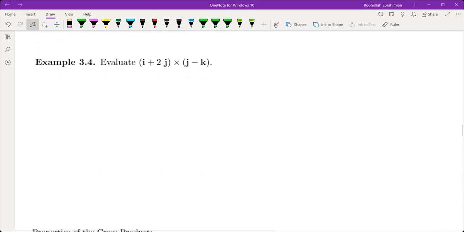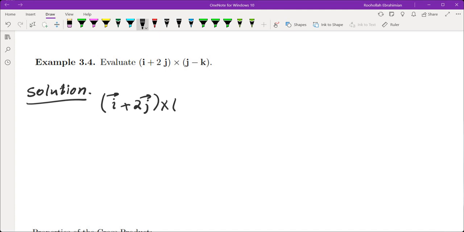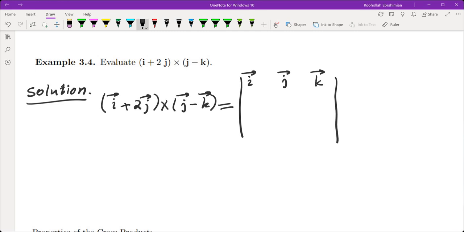Let's look at one example. So let's say we want to evaluate the cross product of these two vectors. And then later we're going to talk about properties of cross product. So we want to find the cross product of these two vectors, i plus 2j and j minus k. So we're going to create a 3 by 3 determinant. The first row would be i, j, k. The second row would be the coordinates of the first vector 1, 2, and 0. And the third row would be coordinates of the second vector. So 0, 1, and -1.